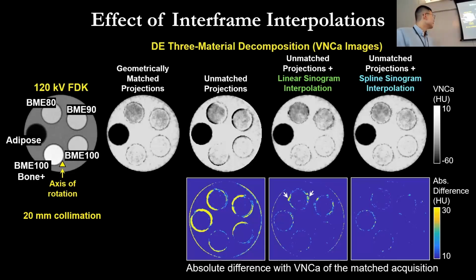Also, by the way, I forgot to mention that the center of rotation for these images is down here. So the top portion of this phantom goes through an even wider sinusoidal curve. But the spline interpolation can more or less recover this 0.5 degree mismatch.